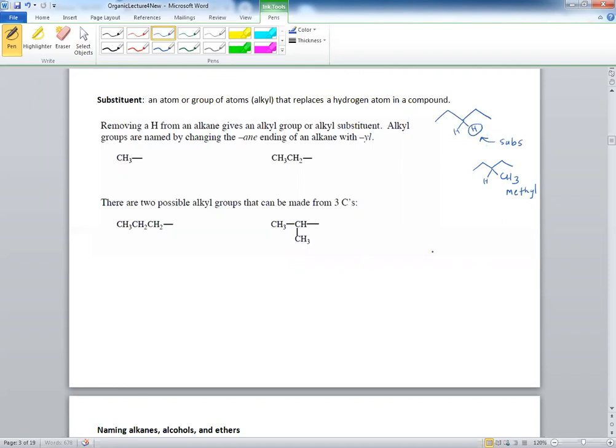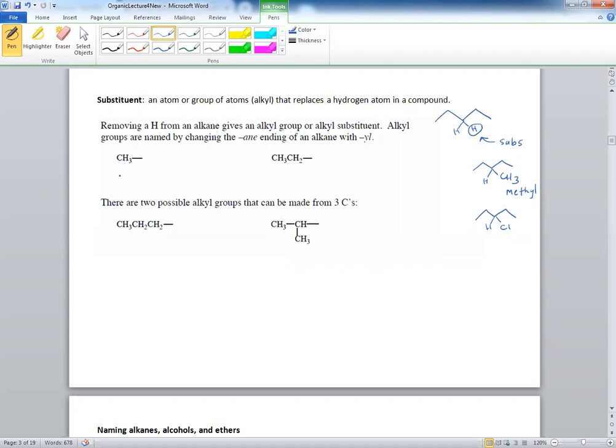That's what substituents mean. It could be, of course, a halogen, but it's mainly referred to with the alkyl substituent. So removing an H from an alkane gives an alkyl group, or what we call an alkyl substituent. So the word now changes from alkane to alkyl. I'm talking about what you attach here. Alkyl groups are named by changing the ane ending in an alkane with a yl. So instead of methane, you call it a methyl.